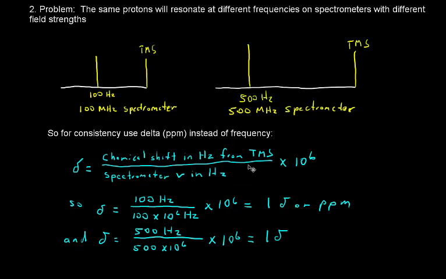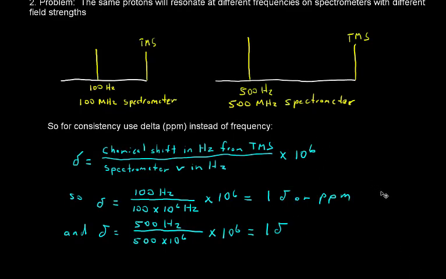So what does that do for us? Let's take a look. Oh, before I do that, let's do the same calculation with our resonance on a 500 megahertz spectrometer. So remember, the same protons will resonate at 500 hertz on a 500 megahertz spectrometer as resonate at 100 hertz on a 100 megahertz spectrometer. So we have 500 hertz in the numerator divided by 500 times 10 to the 6 hertz for the spectrometer frequency. That's equivalent to 500 megahertz times a million, which gives us 1 delta unit. So you see the chemical shift is the same on both spectrometers now if we use these delta units, also known as parts per million.